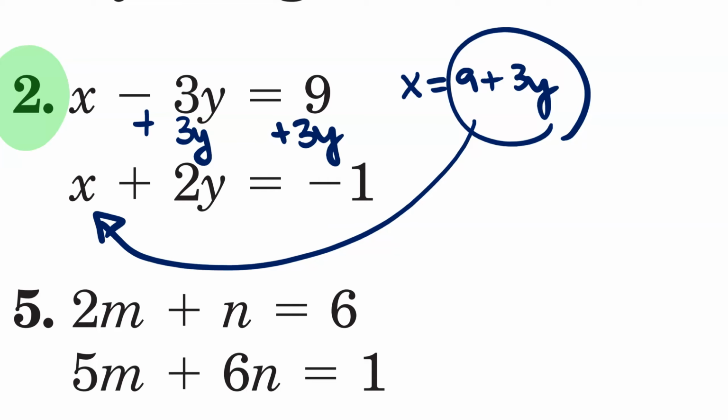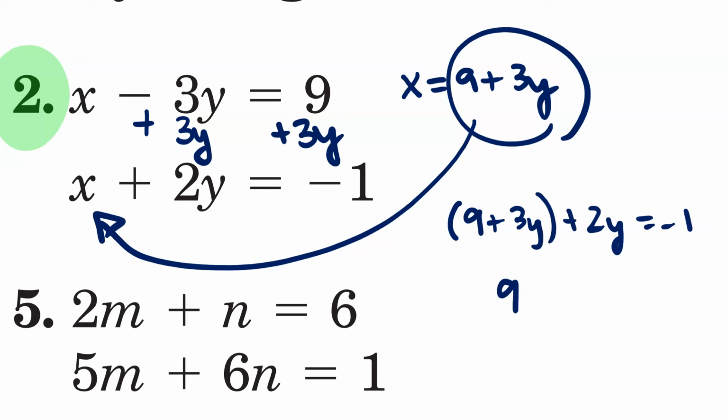Yes? What if I did x equals 3y plus 9? Does it matter? No. This is the commutative property of addition. 1 plus 2, same thing as 2 plus 1. Yep. Plus 2y equals negative 1.